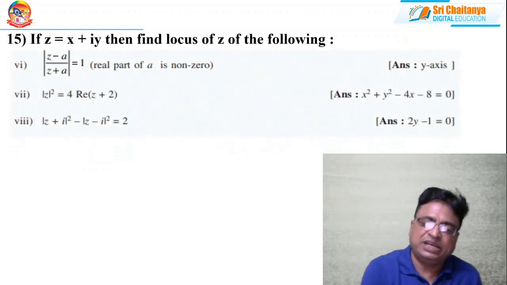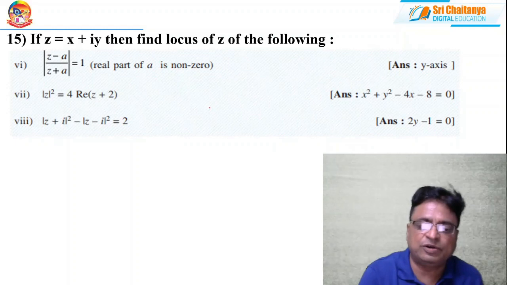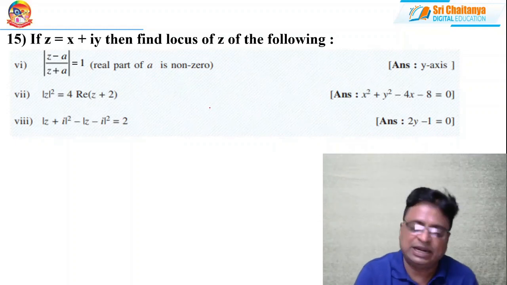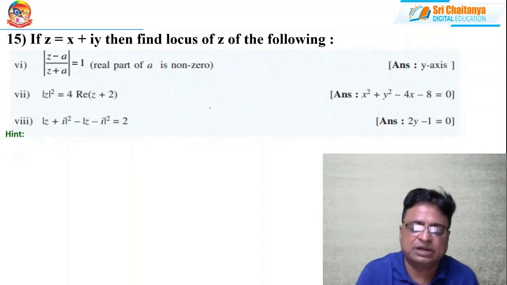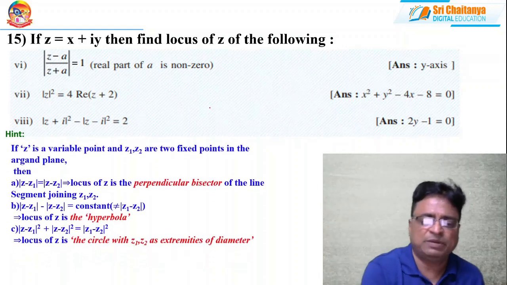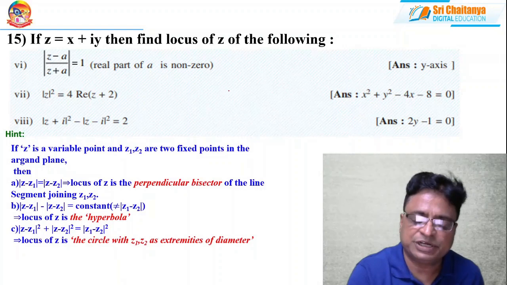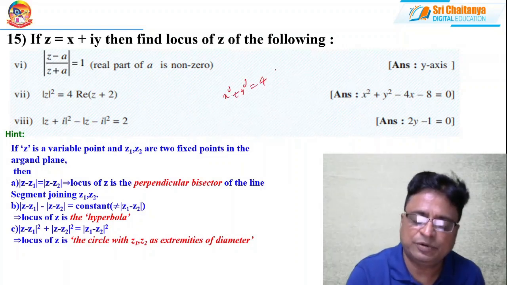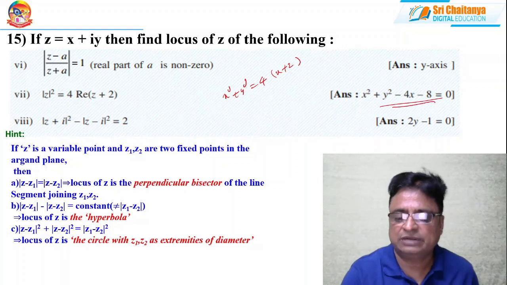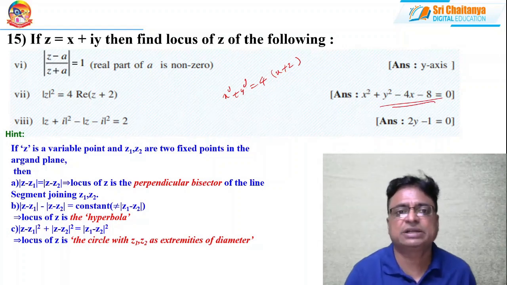Similarly, here also mod PA is equal to mod PB, which is equal to 1. Again, it is a perpendicular bisector concept. And of course, for this problem there is no harm with the 6th, 7th problem, because mod z whole square is equal to x square plus y square, and it is 4 into real part of z plus 2. Real part of z plus 2 is what? x plus 2. So it is obviously a circle.